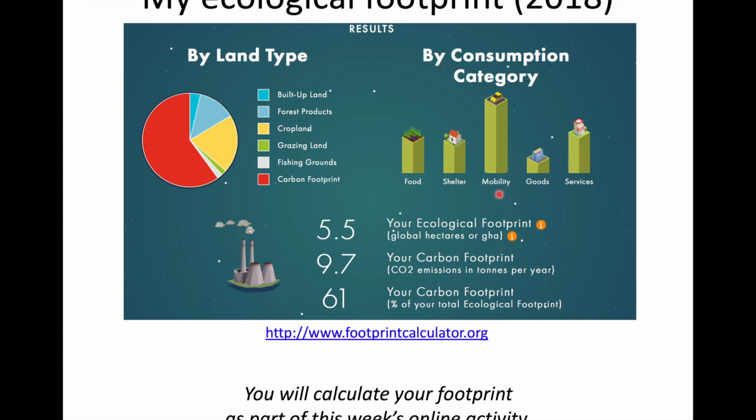A component of your overall ecological footprint is your carbon footprint. And you can see that for me, it was about 61% of my total ecological footprint in 2018. But what does an ecological footprint like this mean in terms of sustainability?